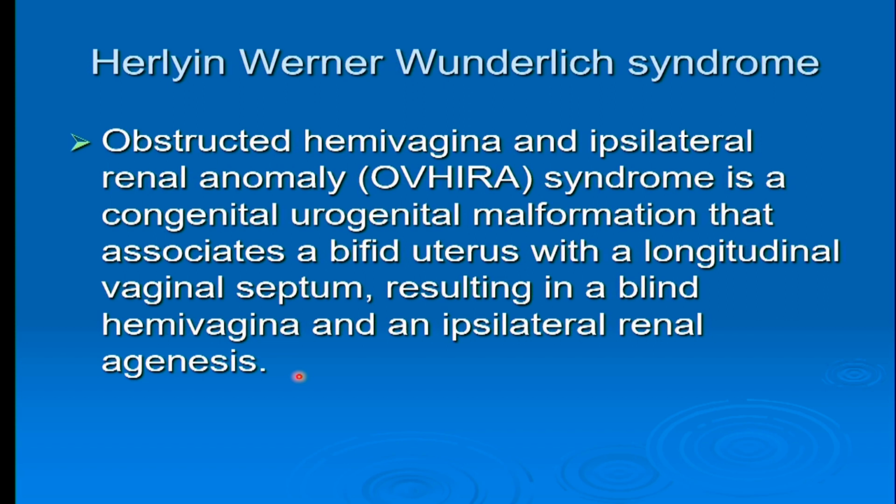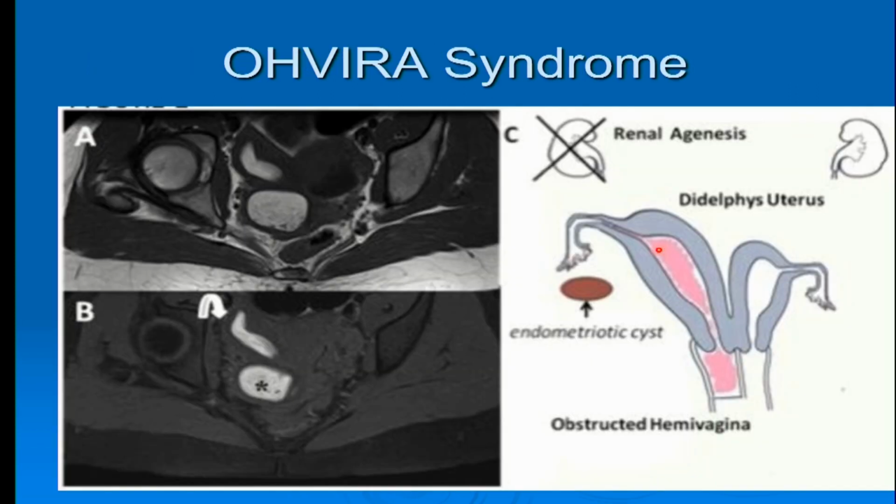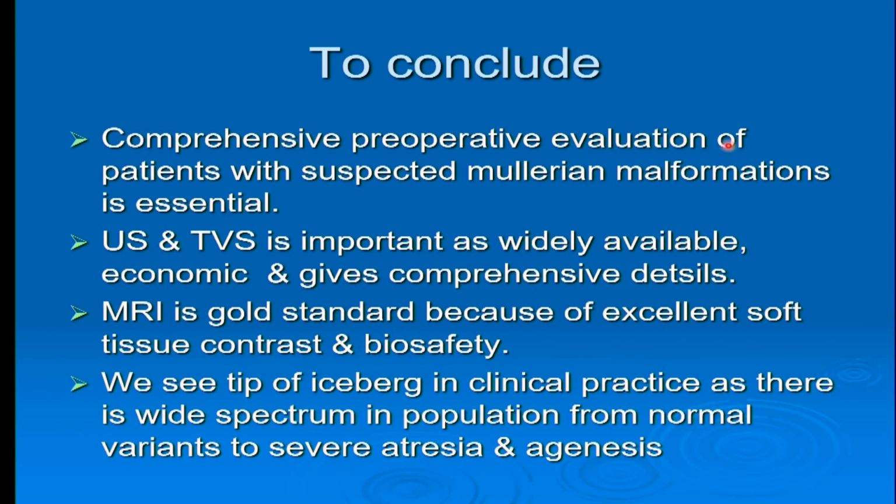Another common term used in clinical practice is OHVIRA syndrome, which is the obstructed hemivagina and ipsilateral renal anomaly, where the vaginal septum is attached to the lateral wall of the vagina, and it causes obstruction with hematometrocolpos. So to conclude, comprehensive preoperative evaluation of patients with Müllerian abnormalities is essential.